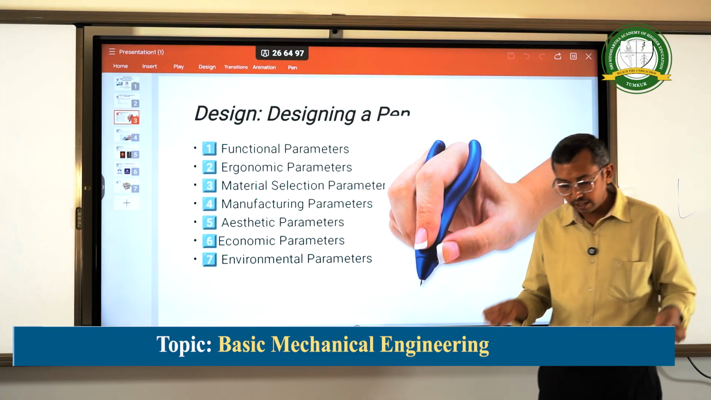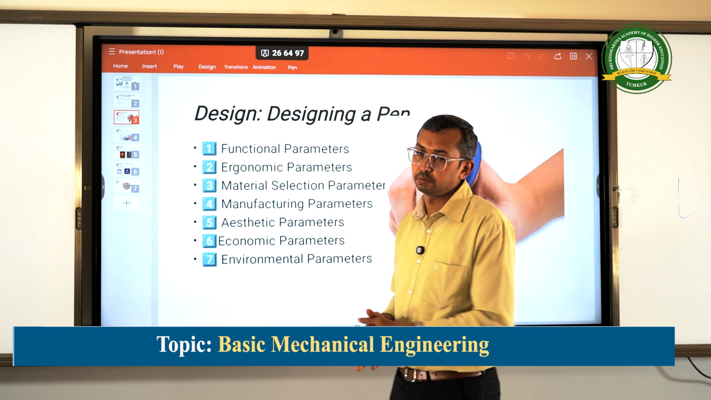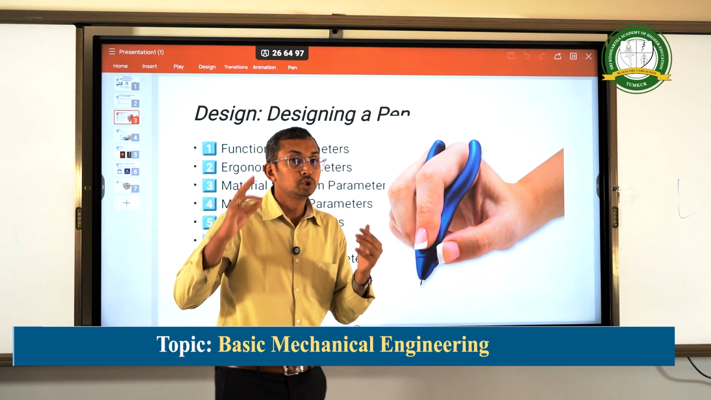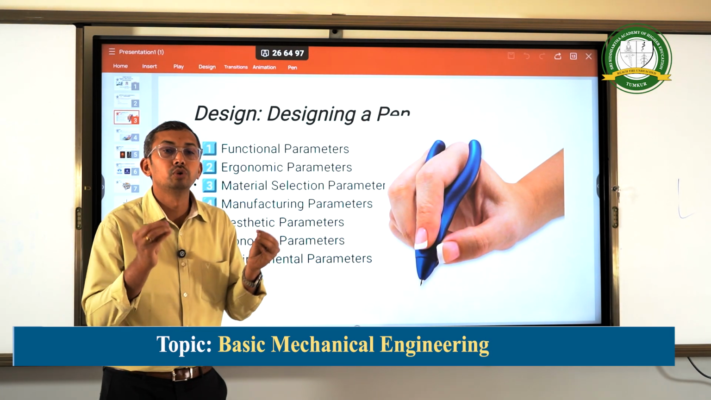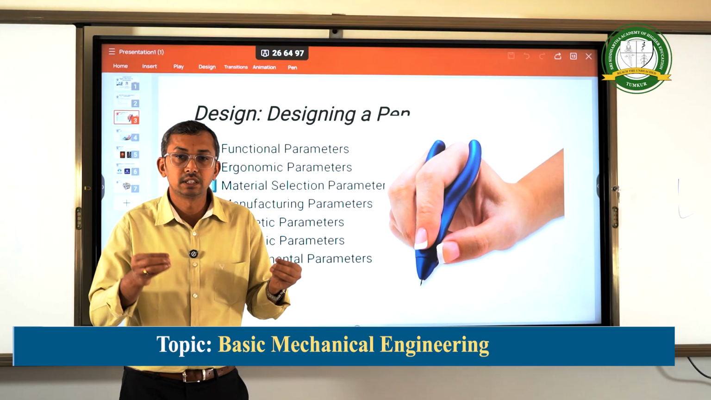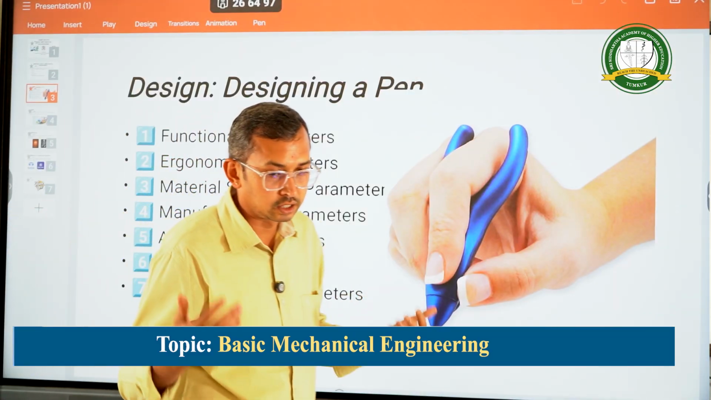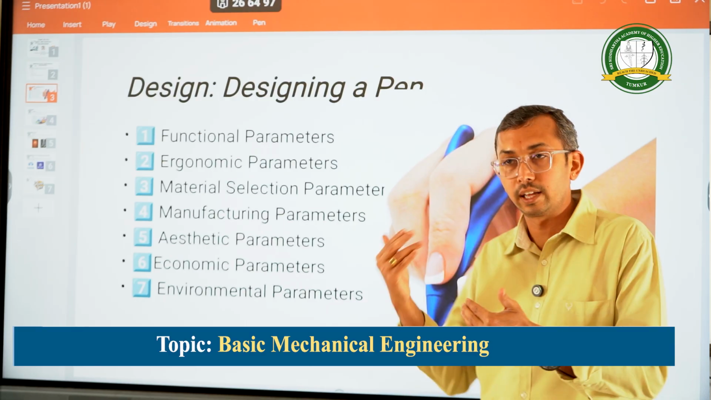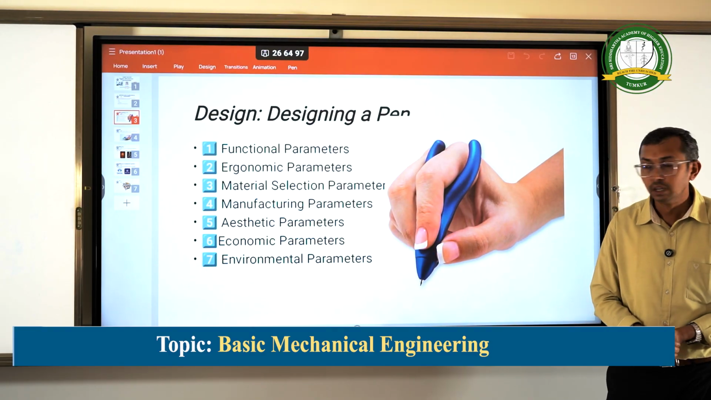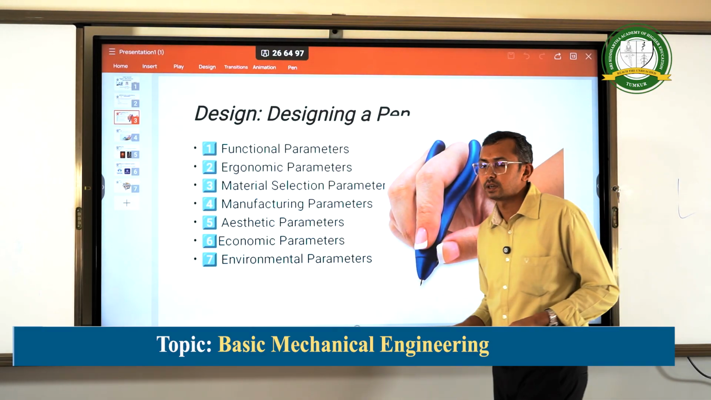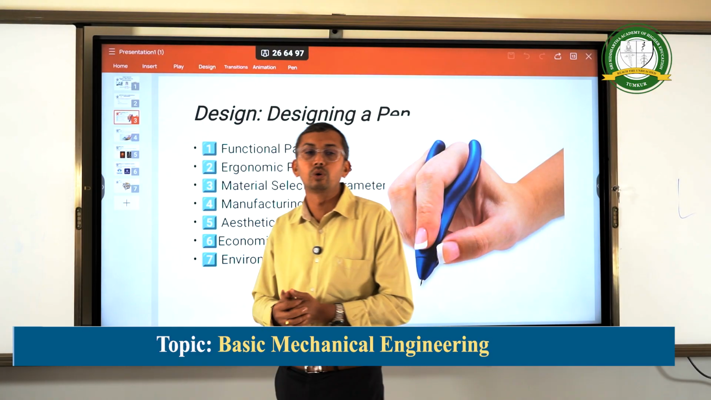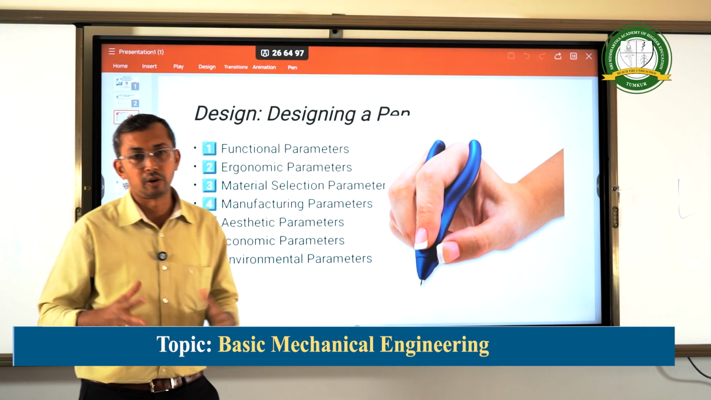So if you are designing a pen for business class people, then you should design it in such a way that it feels good, aesthetically good, and it should cost more. So you can design for more cost, more than 1000 or 10,000. So economic parameters play a very important role in designing any product.